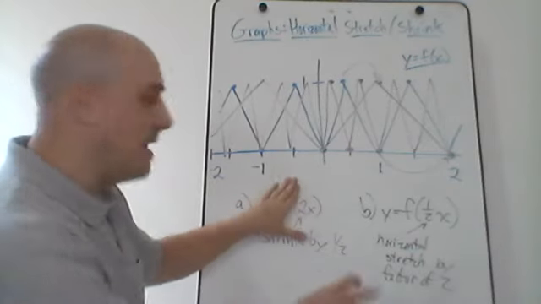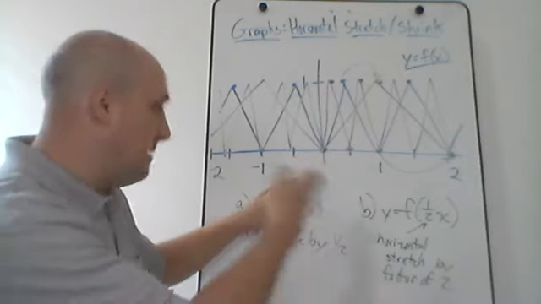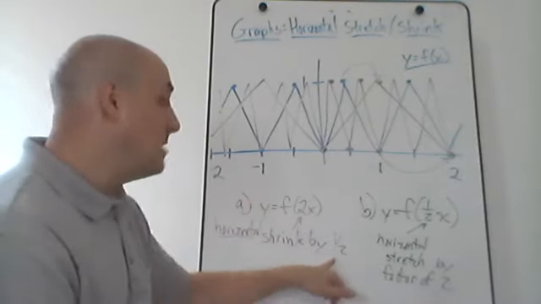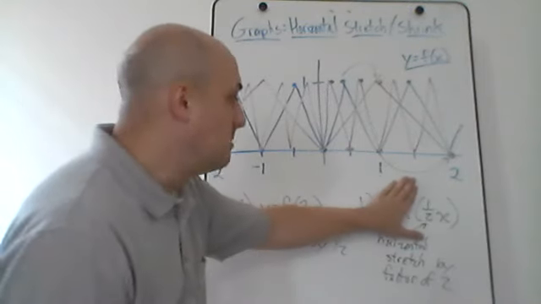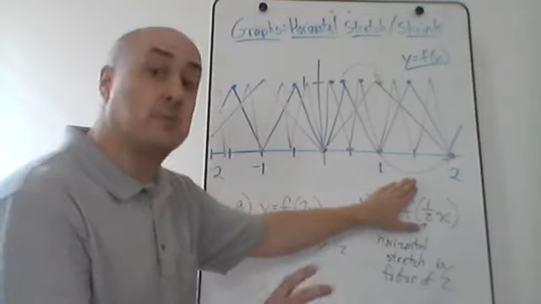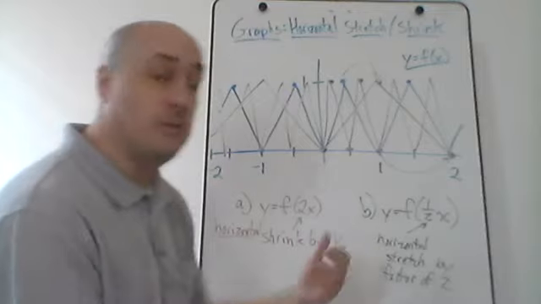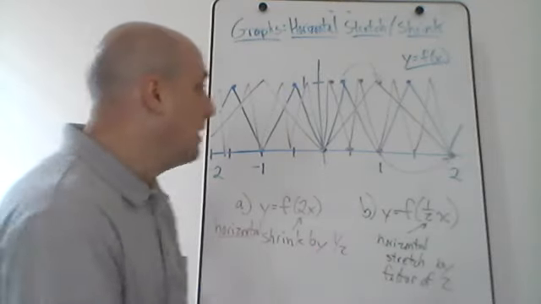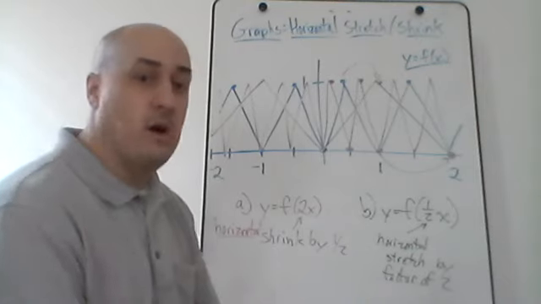If this was 2x equal to something, and I had to solve for x, I would have to divide by 2 on the other side. I'm actually dividing by 2, or multiplying by 1/2. If it was 1/2 x equal to something, and I had to solve for x, I would have to multiply both sides by 2. So I'm multiplying everything by a factor of 2, and that's stretching the graph out. Again, that's the reason why these rules for horizontal stretching and shrinking are what they are.